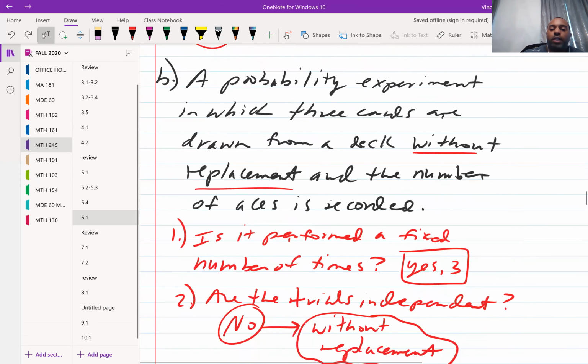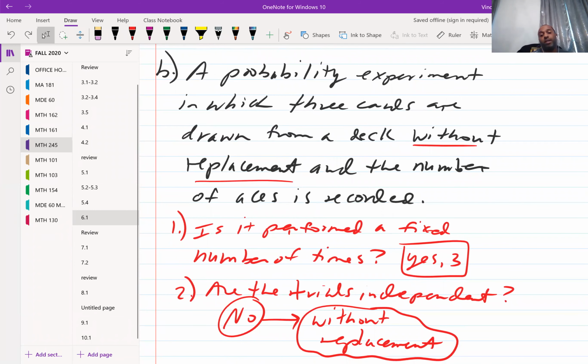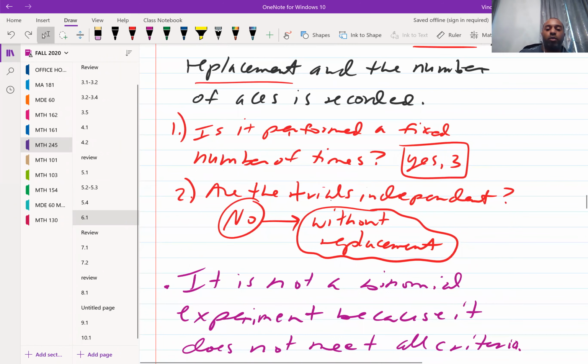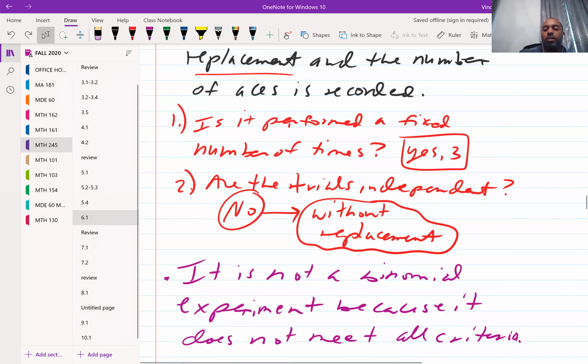Are the trials independent? The answer is no, because it says without replacement. In other words, you're not putting the card back. That means you're going to affect the probability of the next card being drawn. Because remember, initially you're going to have 52 cards in your deck. You pull one card out. Now you have 51 cards in the deck, which is going to affect the probability. So the trials are not independent. One card being pulled will affect the probability of the next card getting pulled. So it is not a binomial experiment because it does not meet all the criteria.